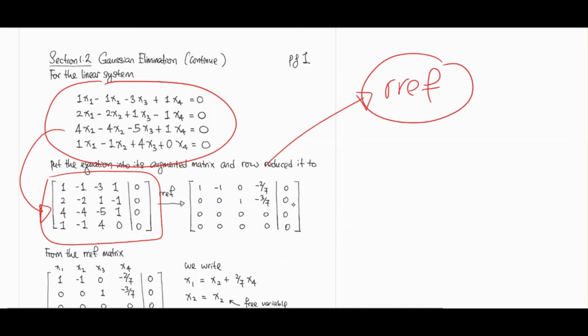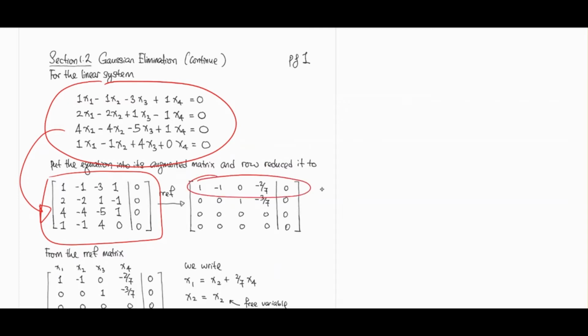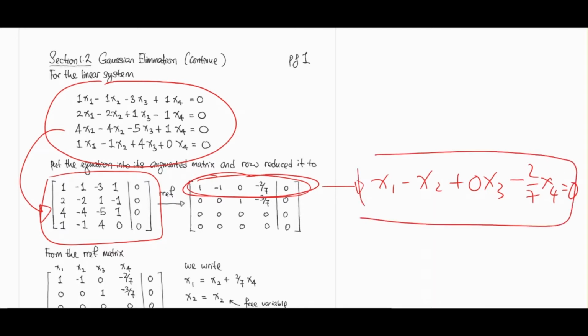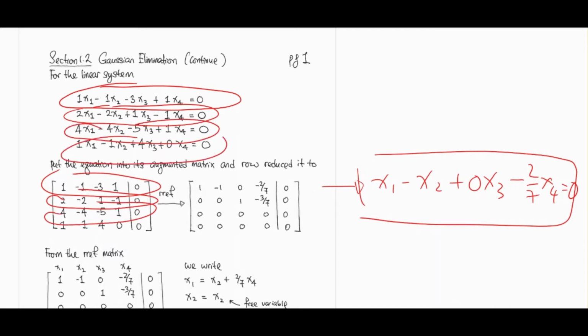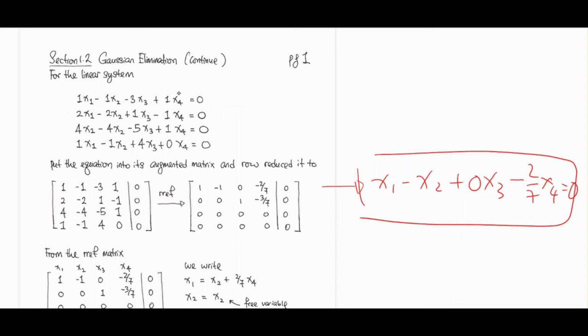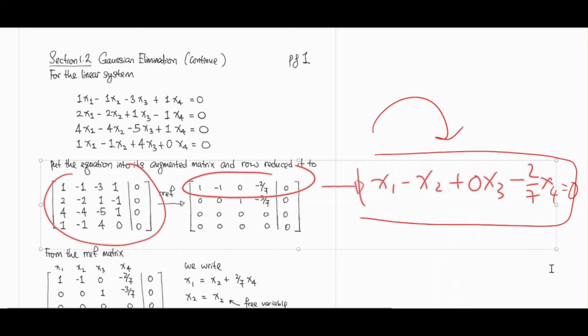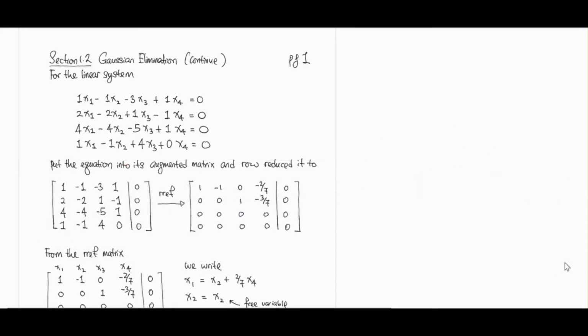Let me remind you one more time that the first row here is telling you that x1 minus x2 plus 0 x3 minus 2/7 x4 equals 0. This is what this augmented matrix represents. Every row gives you an equation that looks like this. This row gives you this, this row gives you this, and this row gives you this. So every row of this matrix represents an equation. This is very important to remember before we look at how we read off the solutions from this RREF matrix.